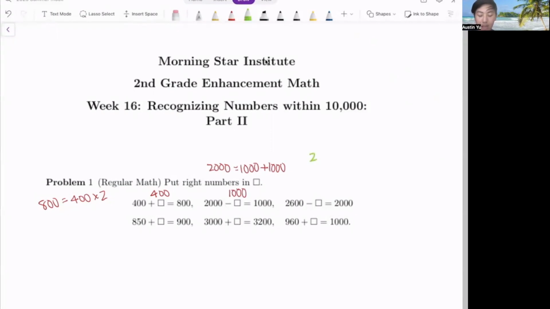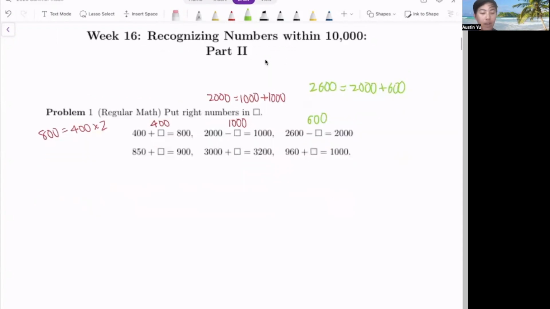And then the next one is 2,600 minus something equals 2,000. We know that 2,600 is just 2,000 plus 600, and then we minus 600 right here. Next one, 850 plus something equals 900. We just do 900 equals 850 plus 50. So therefore we put 50 here.